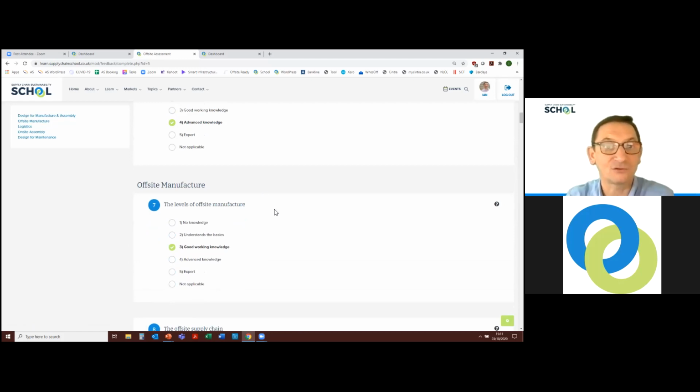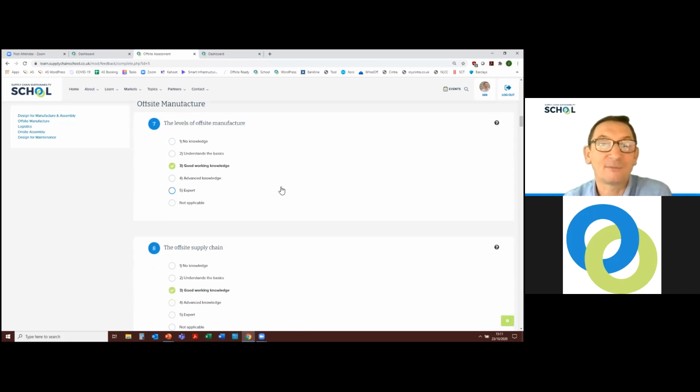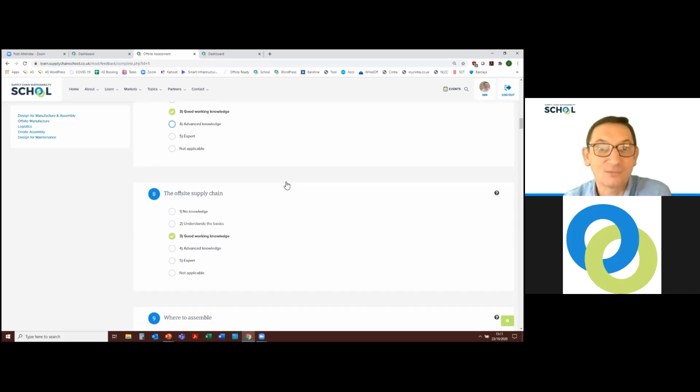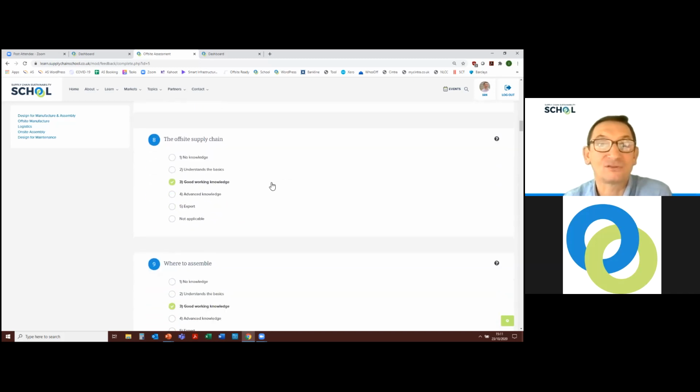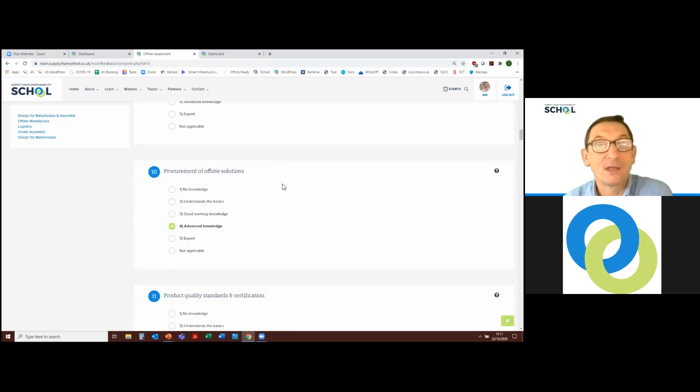So we've done the first of those 5 project life cycle, so we're now into the offsite manufacture. So what's my understanding about the levels of offsite manufacture? Then what's my knowledge about the understanding of the offsite supply chain? In other words, who are the manufacturers out there who can help us? And what's my knowledge about where to assemble? Do we assemble in a factory or do we assemble close to site? So I've got good working knowledge around that.